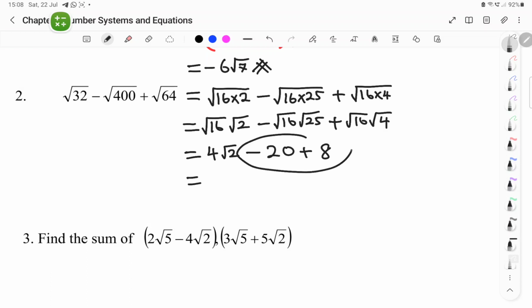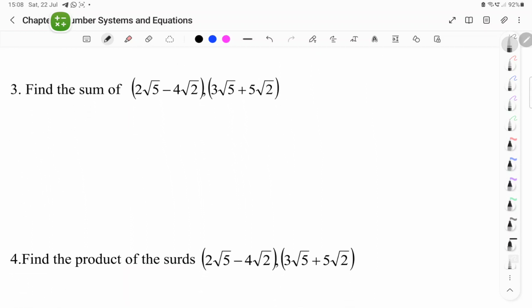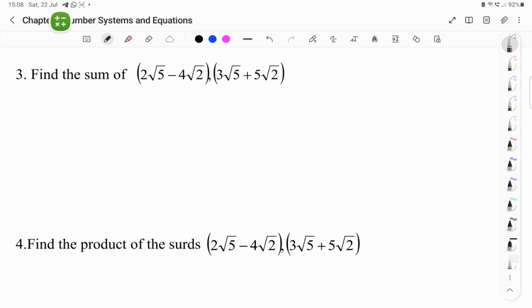So the last two terms actually resulted in natural numbers, so we can just solve them further. So minus 20 plus 8 is minus 12. And then 4 square root of 2. So this is the final answer. That's all. Okay, so let's go to the next question.